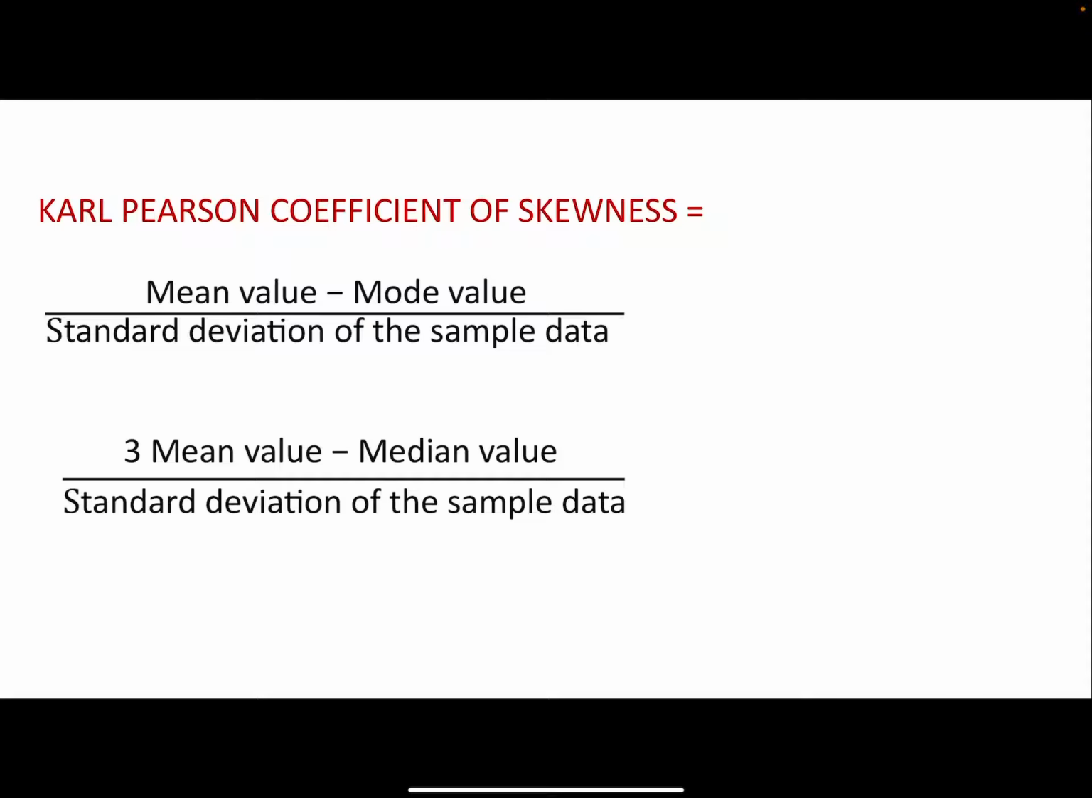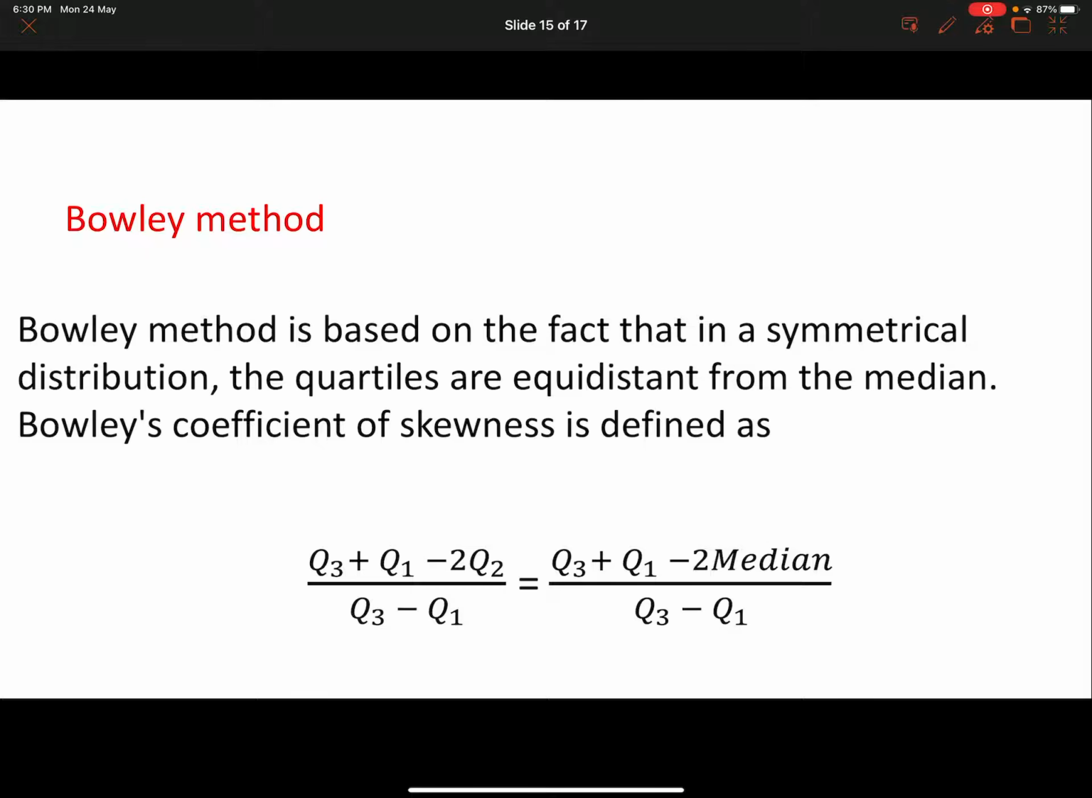So let us see what is the Karl Pearson coefficient of skewness. It is mean minus mode upon standard deviation, and 3 times mean minus median upon standard deviation. Now let us move to Bowley's method. Bowley's method is basically dependent on quartiles. So this is the third quartile, first quartile and the second quartile: Q3 plus Q1 minus 2 Q2 upon Q3 minus Q1. Similarly, Q2 may be replaced by the median.